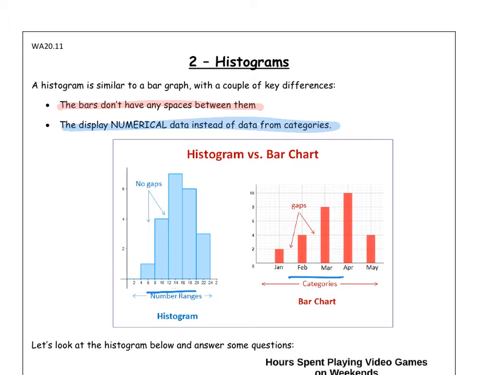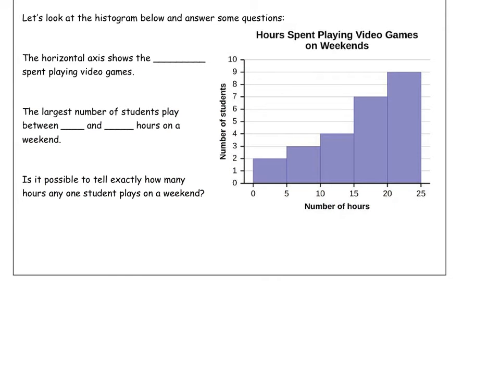Okay, let's look at a couple of questions. We're going to read a histogram, and then we're going to make a histogram. So here's a histogram, and the title of this histogram, as you can see, is the hours spent playing video games. So the horizontal axis, or the x-axis, is talking about the hours spent playing video games. The largest number of students play between, well, the highest number here is this last bar, so that's between 20 and 25 hours a week.